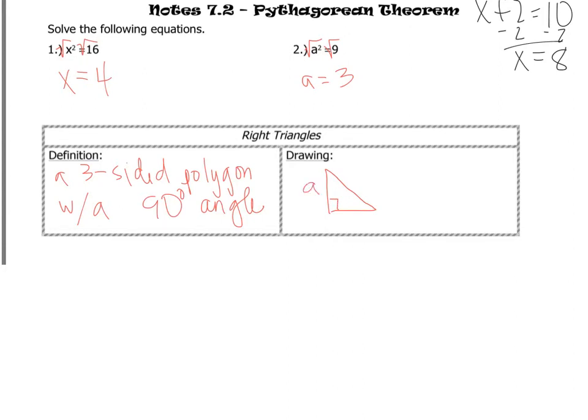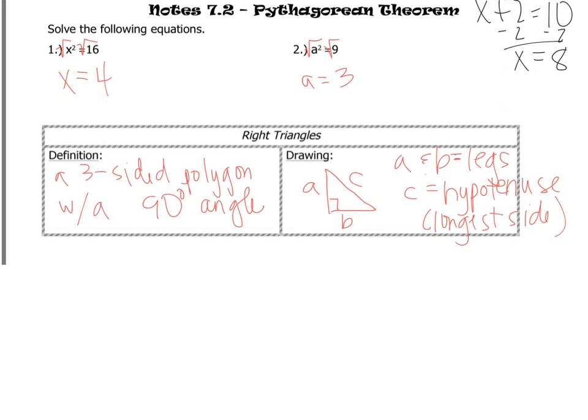And we're going to label the sides A, B, and C, where A and B are called the legs, and C is the hypotenuse. What you need to remember is that the hypotenuse is always the longest side. So for some of you, this is a review, and for some of you, this is something completely new.